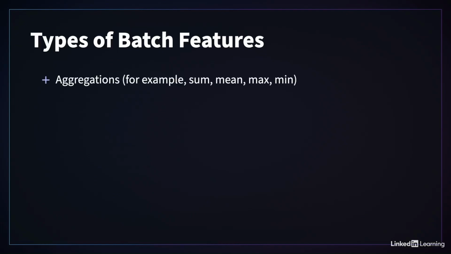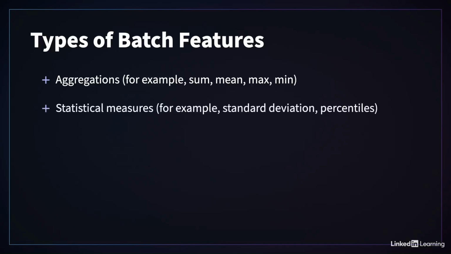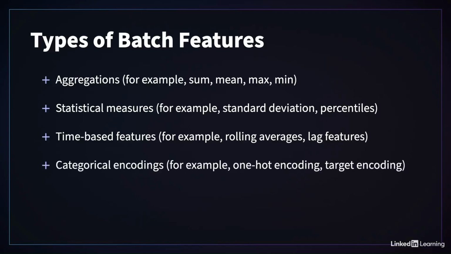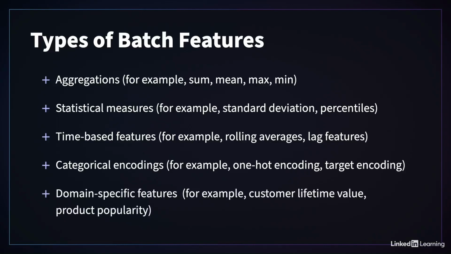aggregations like sums, means, max, or minimum values. Statistical measures like standard deviations and percentiles. And of course, especially in time series forecasting, we use features that include rolling computations and lag features. But besides that, we could also use categorical encodings, such as one-hot encodings that are really common. Or we could bring in domain-specific features to capture unique aspects of our data, like marking holiday seasons, for example.